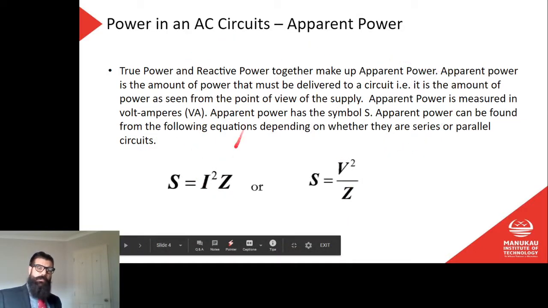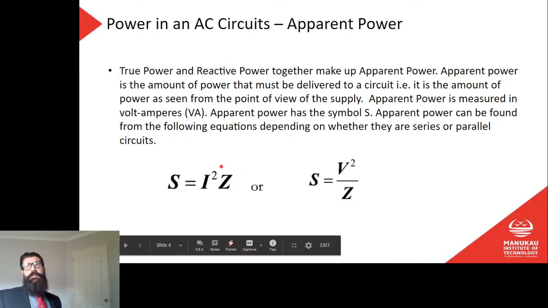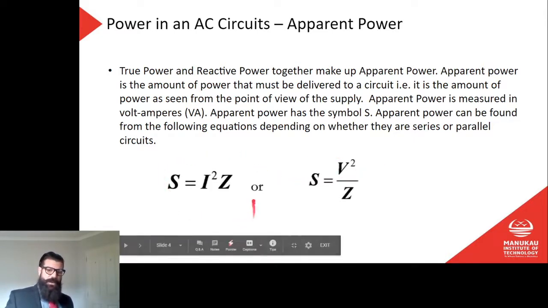And then we have apparent power. So apparent power we call S, and we work that out using impedance, or Z. Remember, our impedance is a combination of resistance and reactance in a circuit. So Z is our total impedance, and that means that S must be total power. That's the total power. So we would work it out using the supply voltage and supply current, total voltage, total current, and total impedance.